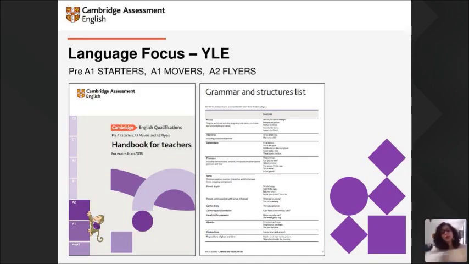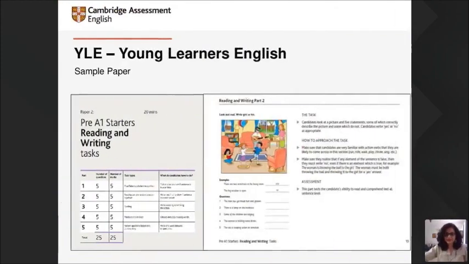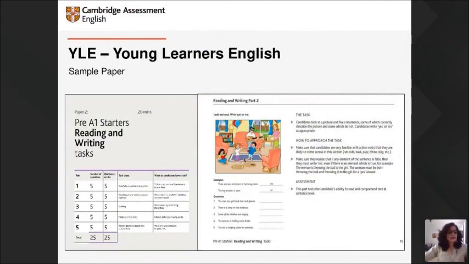Similarly, you also have a vocabulary list, right? In the Wiley, you will have an alphabetical list of all the words which young learners are supposed to know at that level, right? The second thing which we spoke about was sample tasks and the exam format.